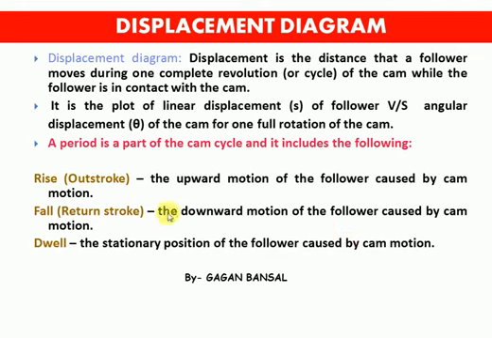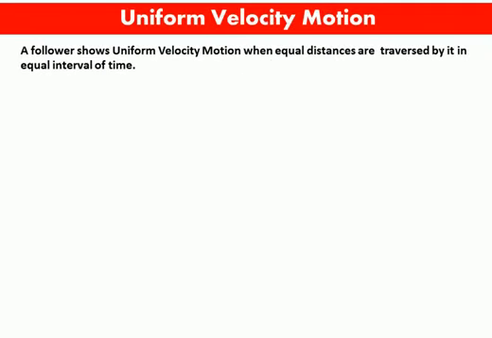While the rise or the outstroke occurs, the angle of rotation of the cam is known as the angle of ascent, whereas during the downward motion of the follower, the angle of rotation of the cam is known as the angle of descent, and during the stationary position it is the angle of dwell. So let's first start with uniform velocity motion. The follower shows uniform velocity motion when equal displacements are traversed by it in equal intervals of time.